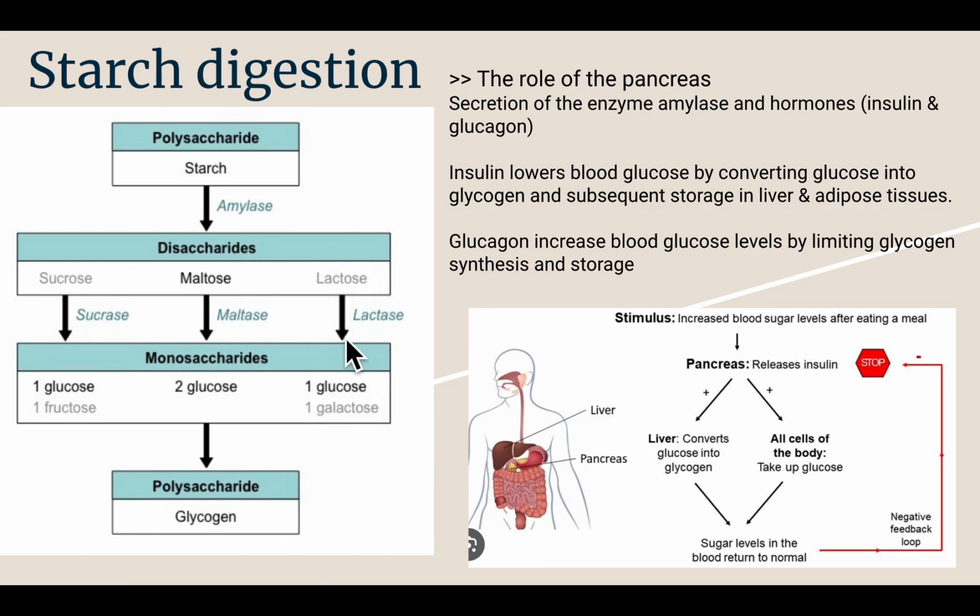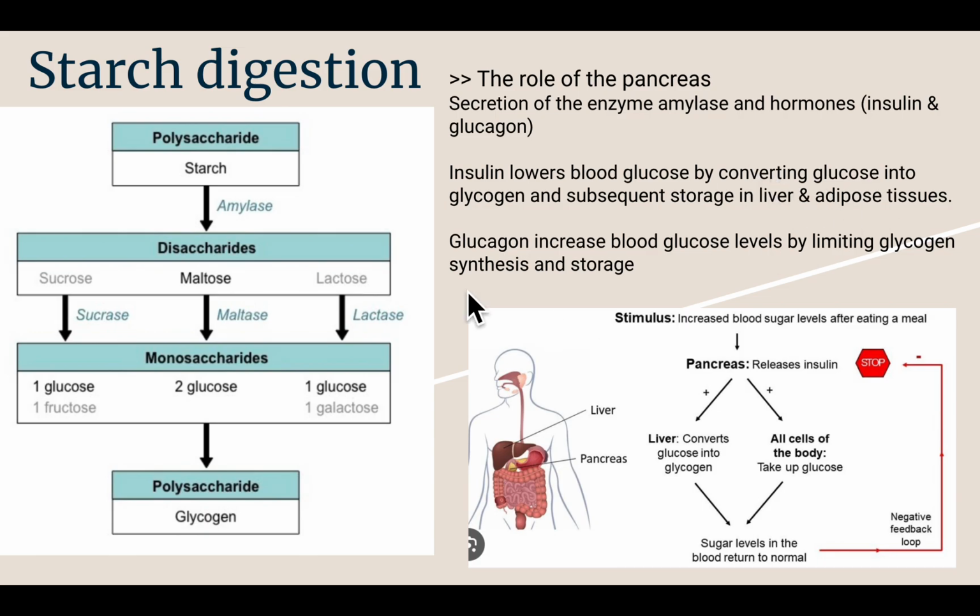And yeah, so the role of the pancreas. The pancreas secretes enzymes, for example, amylase, and hormones, and that includes insulin and glucagon. So insulin will essentially lower the blood glucose level by converting or storing glucose in the form of glycogen, and yeah, it stores glycogen in the liver as well as adipose tissues.